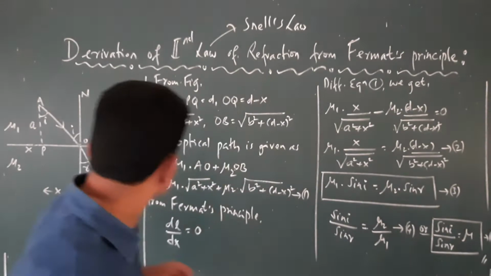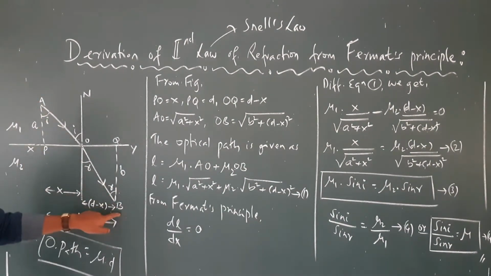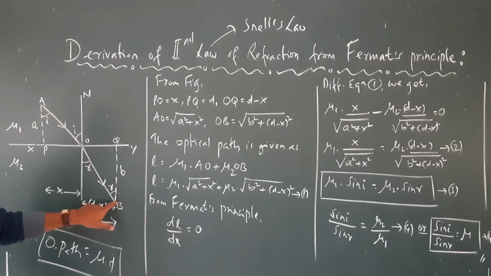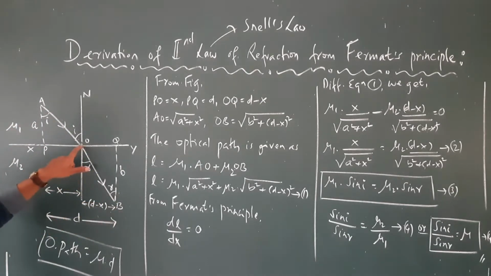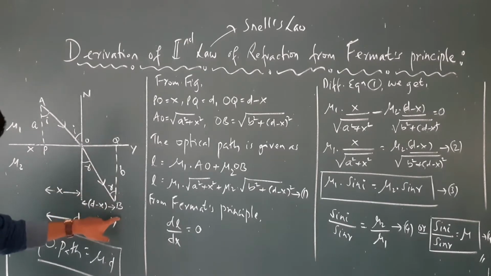So here you can see the point A and point B are fixed. Point A is fixed at a height of a, point B is fixed at a height of b. So point A and B are fixed, whereas this position, point O, can change. The ray, instead of falling here, will fall here and undergo refraction. It will fall here and undergo refraction. Means what?